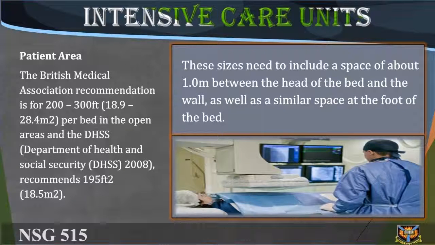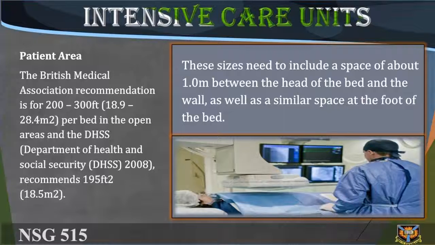Patient area. The British Medical Association recommendation is for 200 to 300 square feet, 18.9 to 28.4 square meters per bed in the open areas, and the DHSS, Department of Health and Social Security, 2008, recommends 195 square feet, 18.5 square meters. This size needs to include a space of about 1.0 meter between the head of the bed and the wall, as well as a similar space at the foot of the bed.